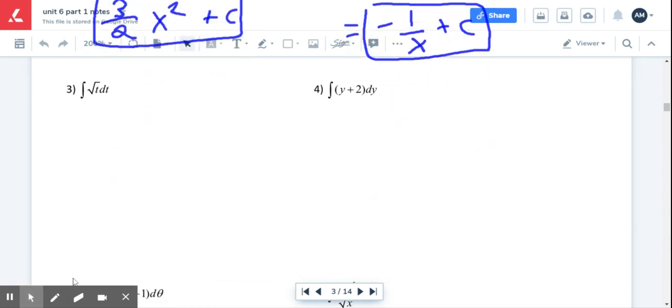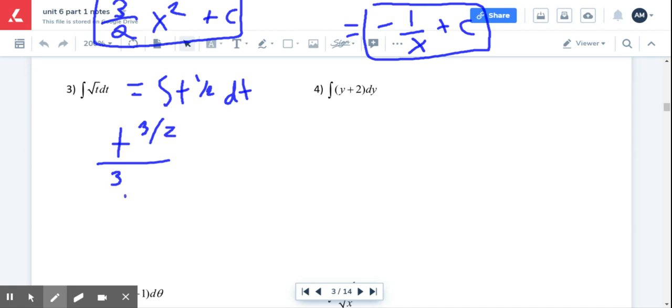Going down, again, we are going to rewrite this so it's an exponent. So this is t to the 1/2 dt. So we add 1 to our exponent. So 1/2 plus 1 is 3/2, and then we divide by 3/2 plus c. Now we're dividing by a fraction, which is the same thing as multiplying by the reciprocal of that fraction. So this is 2/3 t to the 3/2 power plus c.